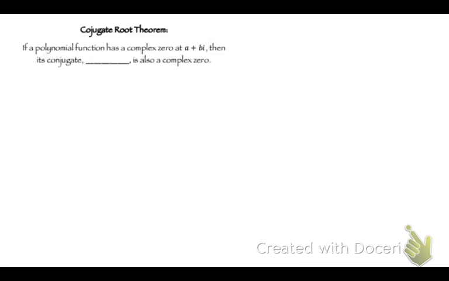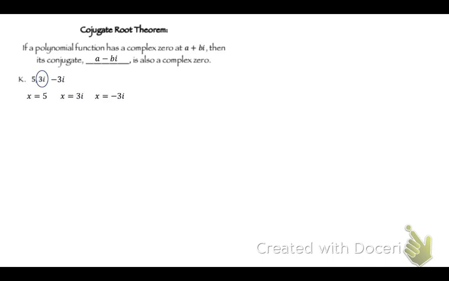Okay, now the conjugate root theorem. If a polynomial function has a complex 0 of a plus bi, then its conjugate, a minus bi, is also a 0. Okay, so if we have example K, sorry, 5 and 3i. 3i, that's technically a complex 0 because it has an i in there. That means that negative 3i is also a 0.